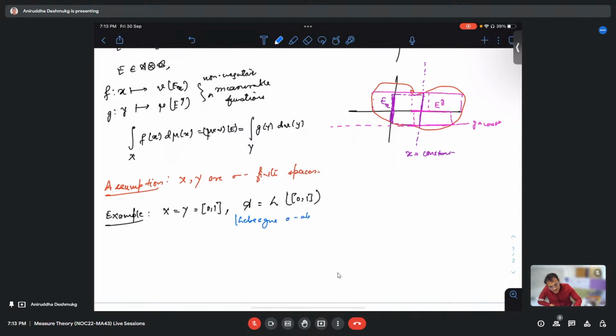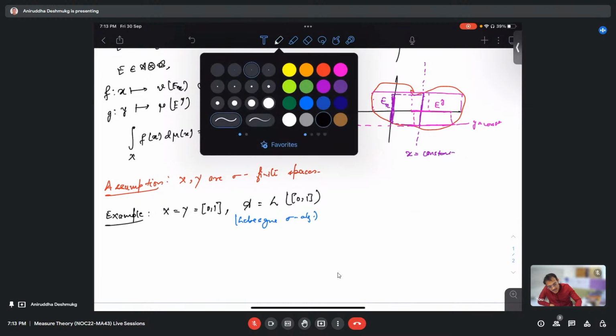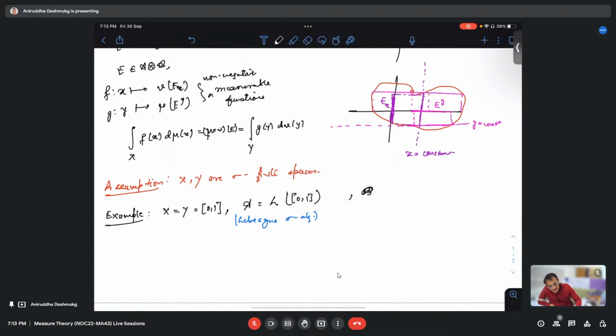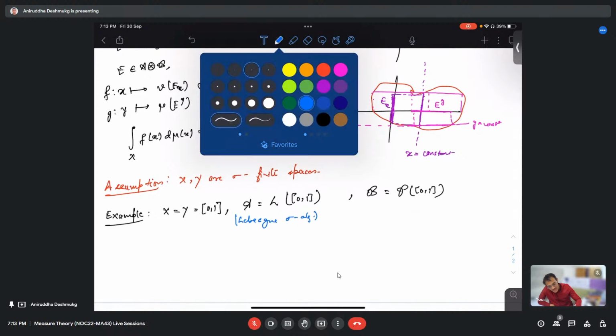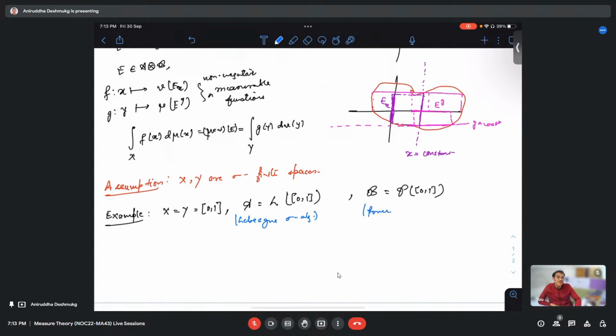Let us consider another sigma algebra as the power set of [0, 1]. So this is the finest sigma algebra one can have. This is the largest one, right? Of course, the Lebesgue sigma algebra requires that the measure on it is the Lebesgue measure. But on the power set, one can define many different measures.